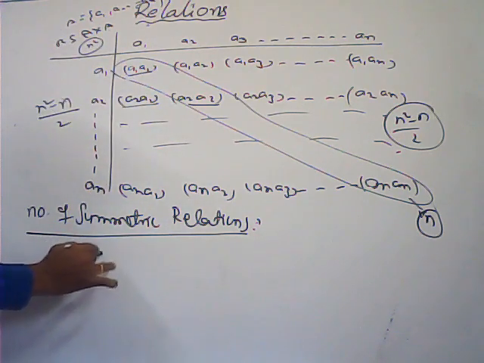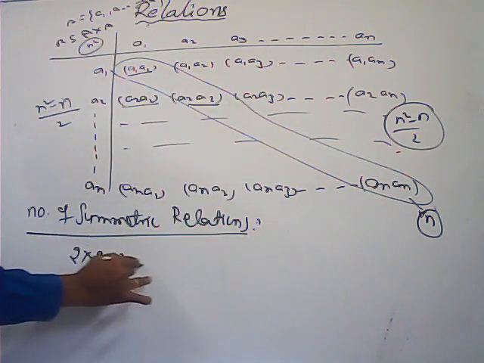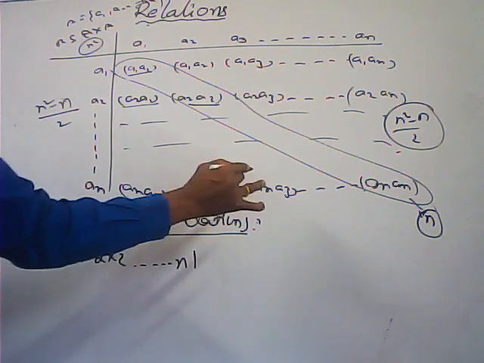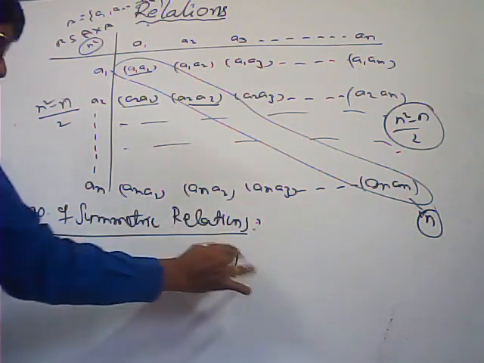Two possibilities are there, 2 into 2 into... For every element there are 2 possibilities, and so on. How many elements are there? N elements are there. So n times you can write 2 into.